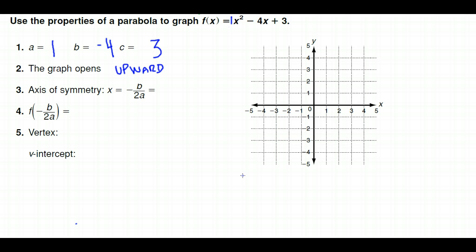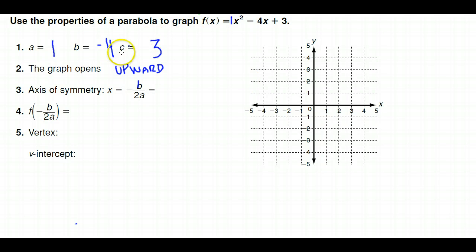And the axis of symmetry. The axis of symmetry, as you have found from your reading, is equal to the opposite of b over 2a. So the opposite, or negative b, divided by 2a will give you the value of your axis of symmetry, which is just an x value, and it's a vertical line. A vertical line is always x equals some number.